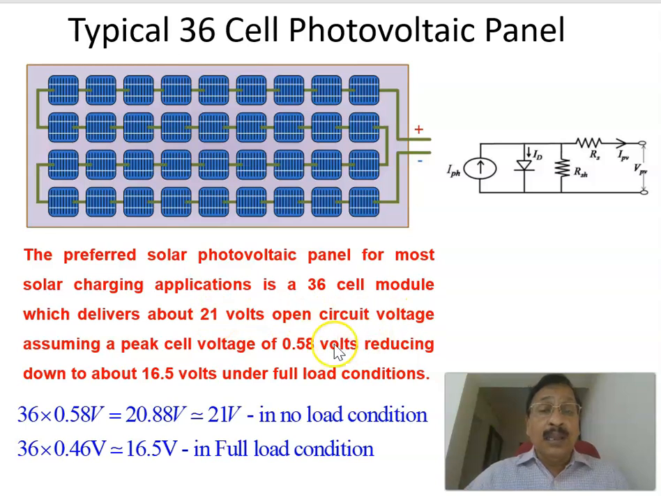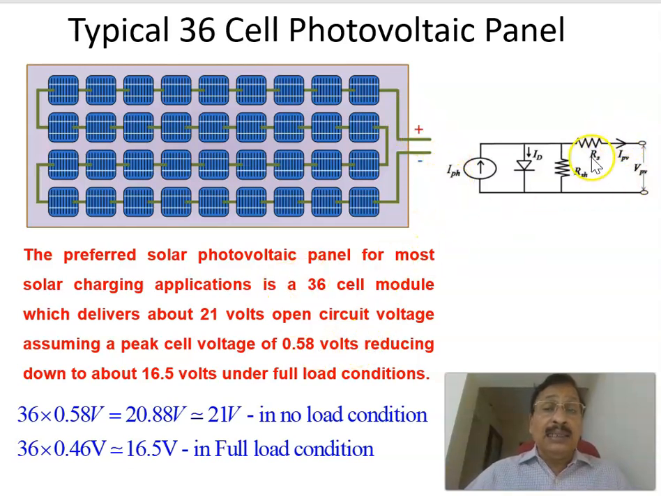The open circuit voltage is equal to 21 volts, reducing down to 16.5 volts under loaded condition, because the open circuit voltage per cell is equal to 0.58. In that case, 36 cells into 0.58 will give almost 21 volts at the output.